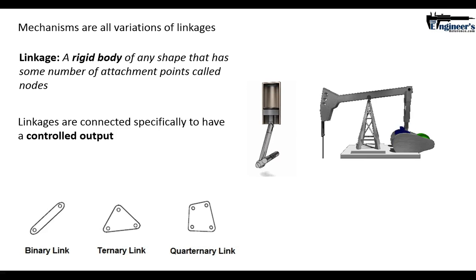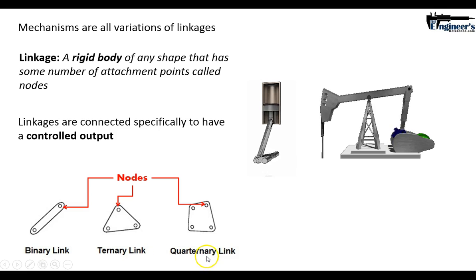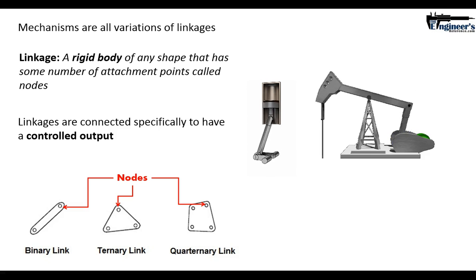Now again, this is just a rough example of some linkages. When a link is connected at 2 points, it's called binary. When it's connected at 3 points, 3 different nodes, you have a ternary, and a quaternary link when it's got 4 nodes. The nodes are just the points where the linkages can be connected.